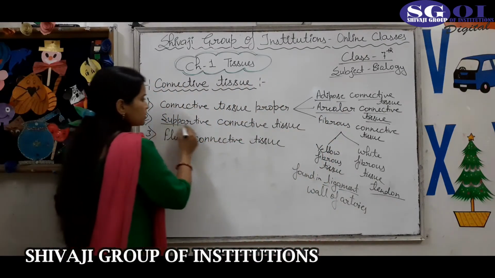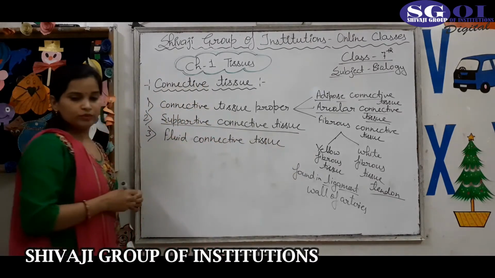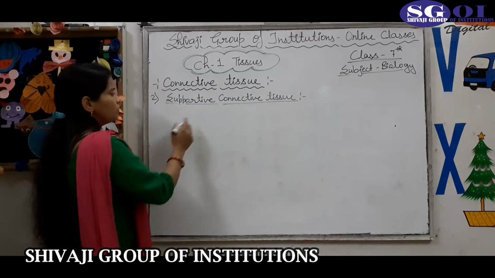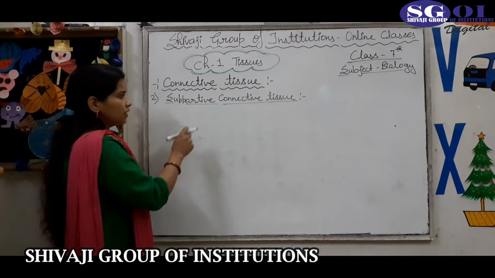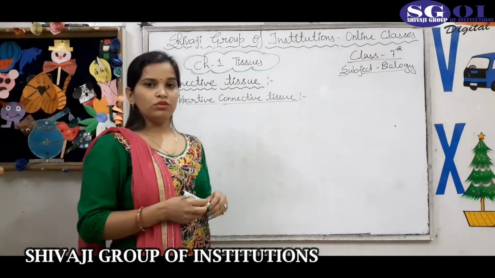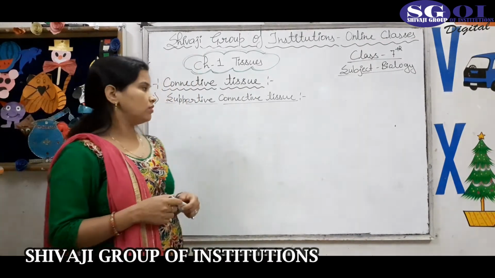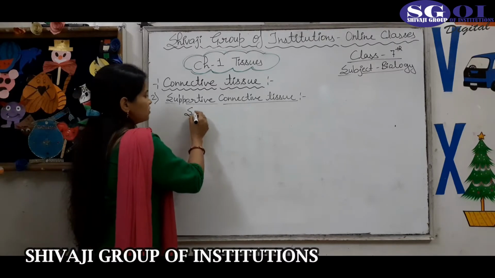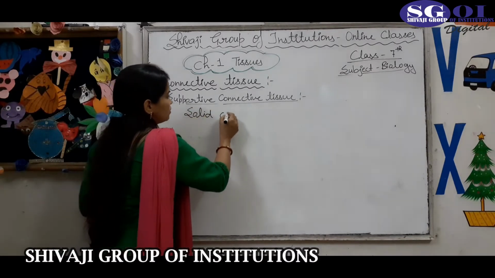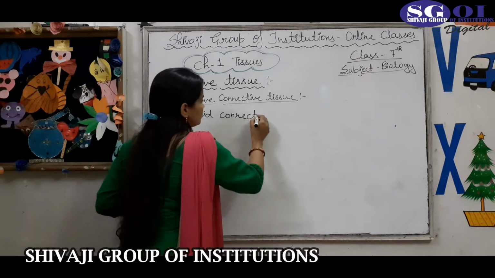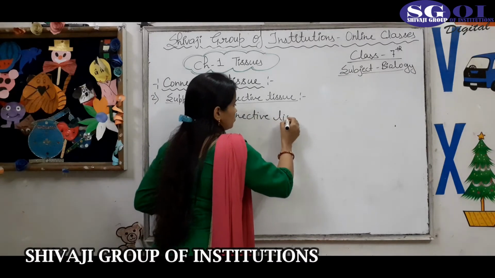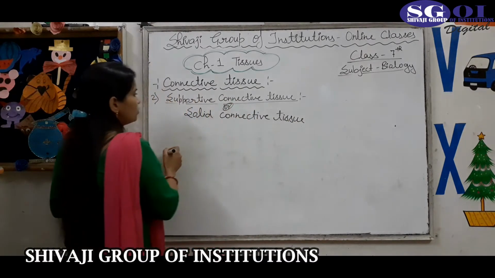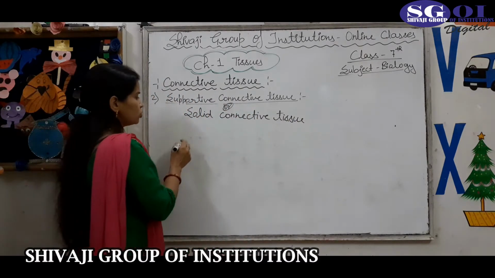And second is the supportive connective tissue. Actually, the supportive connective tissue provides support to the body. This supportive connective tissue is also known as solid connective tissue. And this solid connective tissue or supportive connective tissue is of two types.